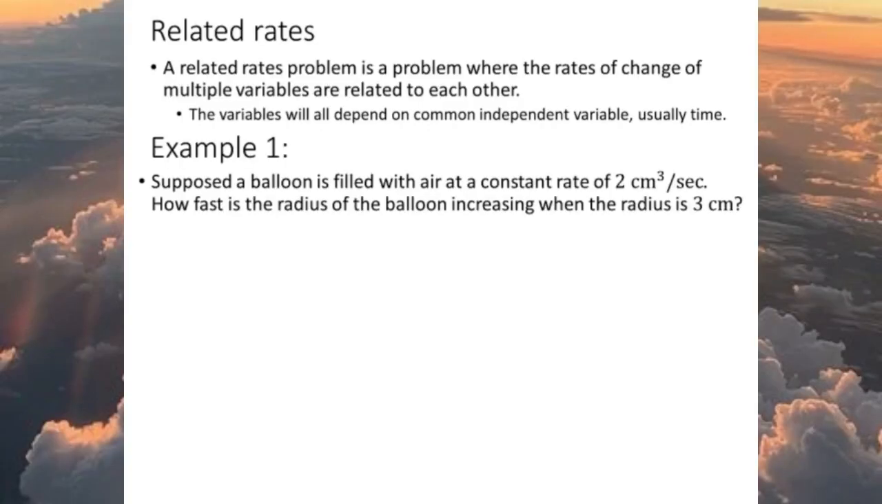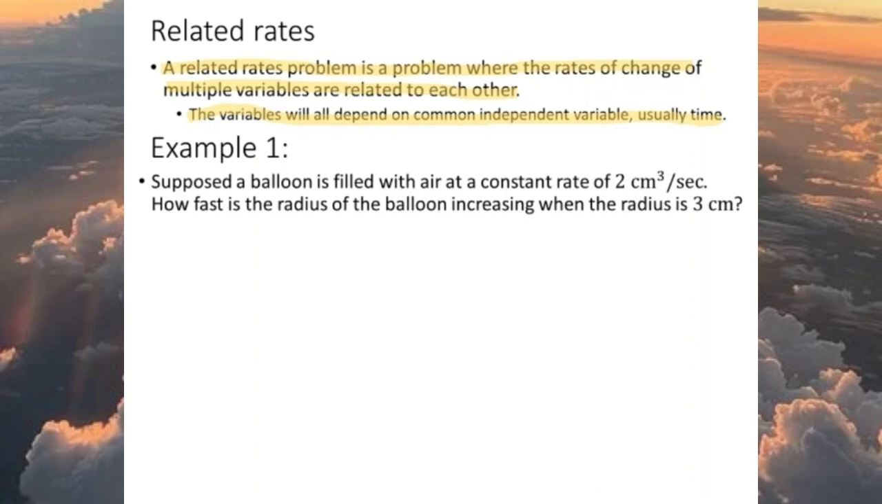Section 4.1, Related Rates. First, let's discuss what a related rates problem is. A related rates problem is a problem where the rates of change of multiple variables are related to each other. Oftentimes, these variables will depend on a common independent variable, which will usually be time. It doesn't always have to be time, but it usually is. Below will be an example of such a related rates problem.